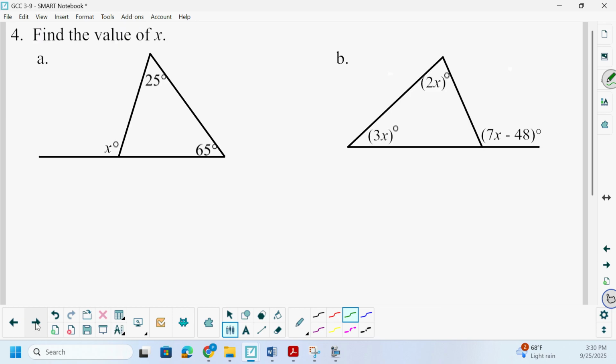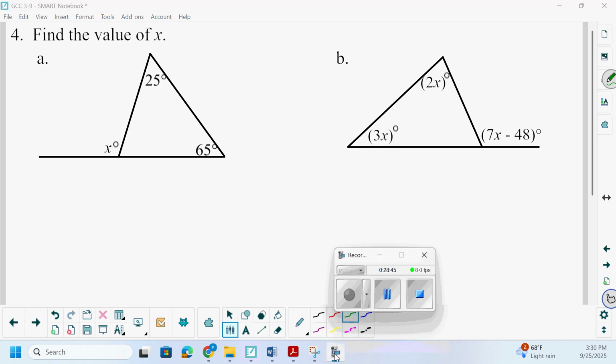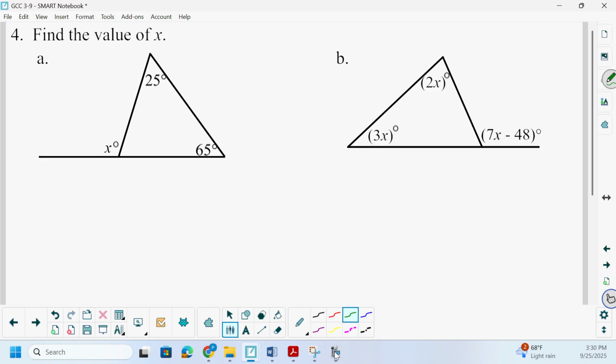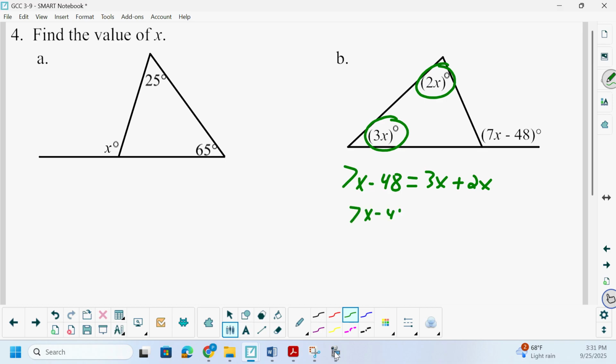Notice the 7x minus 48 is an exterior angle because it's the angle formed by extending one of the sides of the triangle. So that 7x minus 48 should be equal to the sum of the two interior angles that are not next to it. So we'll have it equal to 3x plus 2x. Since we have an equation now that's true, we could solve in order to find x. So this would be 7x minus 48 equals 5x.